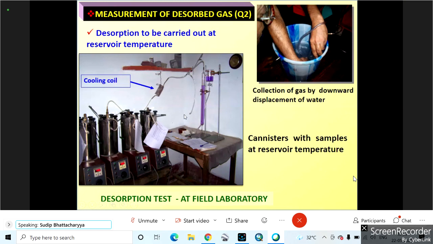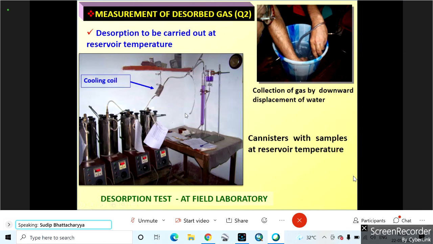This is a system in our field where we are measuring this dissolved gas. You can just remember that this is a beaker and pipette system. Gas is coming into a canister, a temperature-controlled canister, with samples inside, whether it is CBM or shale gas. From the downward displacement of water, we can measure the volume displacement, and we can take a note of that volume afterwards.